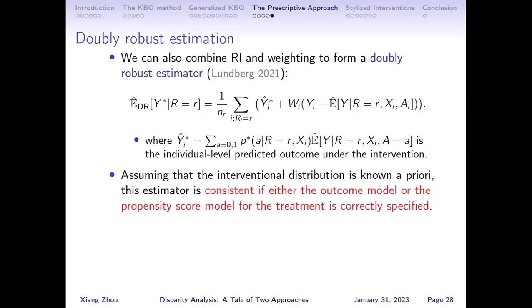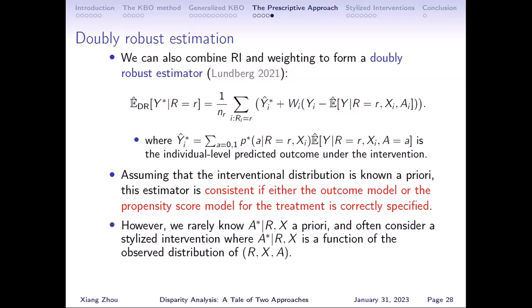There's a caveat about doubly robust estimation for interventional quantities like this. This is because we need to assume that the interventional distribution is known a priori. After we make that assumption, the estimator is consistent if either the outcome model or the propensity model for treatment is correctly specified. But as an analyst, we rarely know a given intervention.